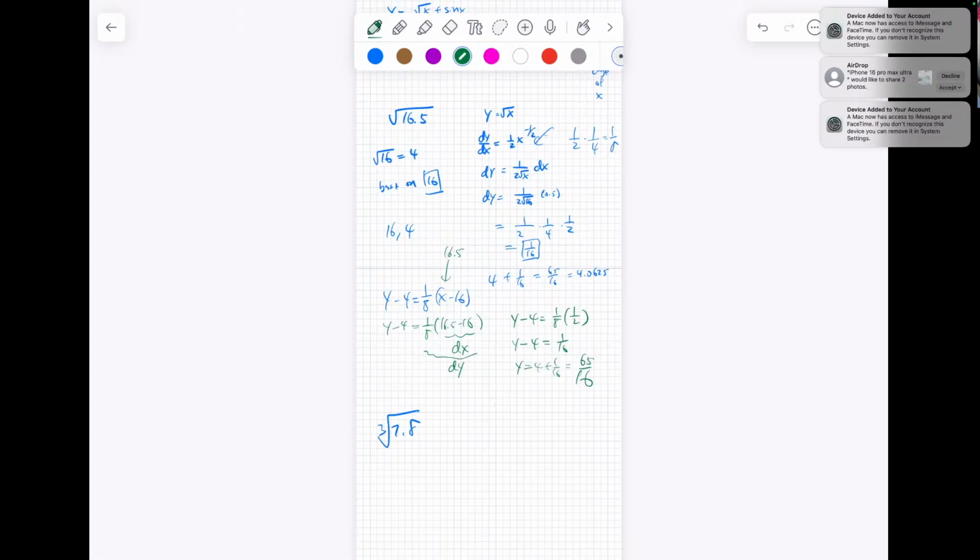That is y minus 2. Watch out for the dx.